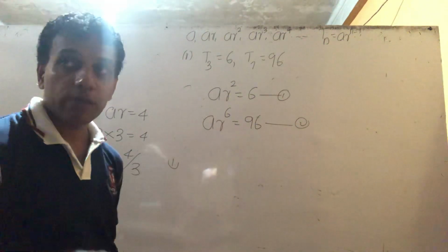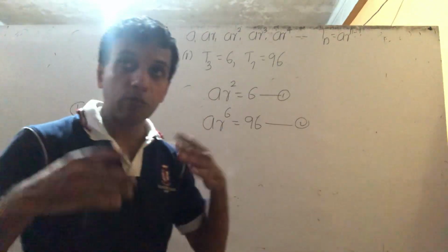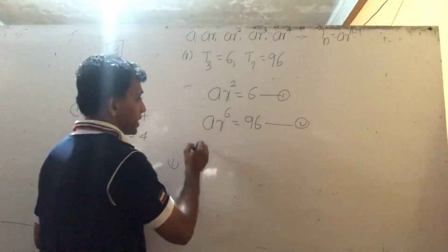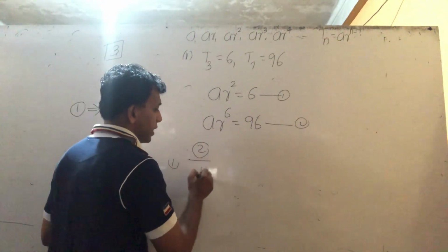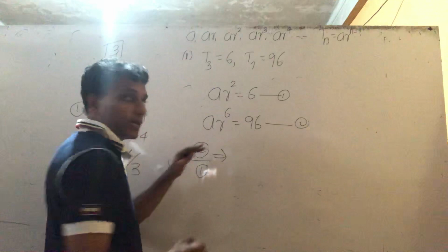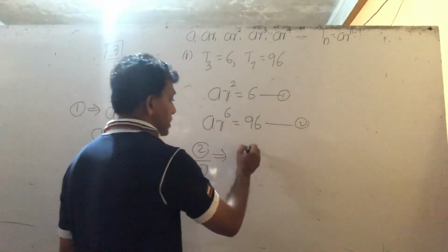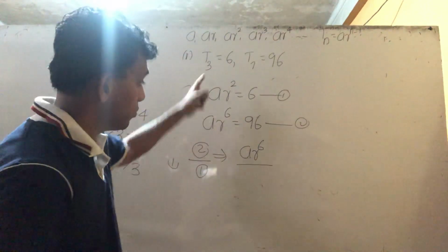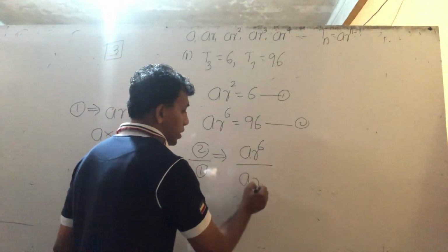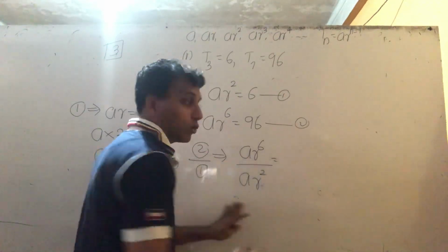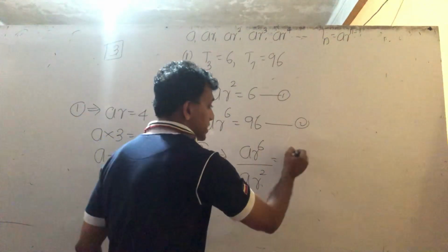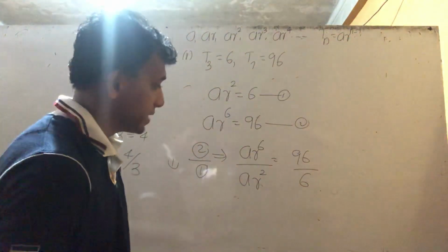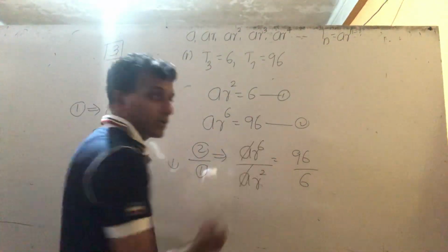Now divide one by one. The dividing is to remove the A part. To remove the A, cancel if you divide. So the second equation, divide by the first. That is AR power 6 divided by AR square equals 96 divided by 6. So see, A cancels.